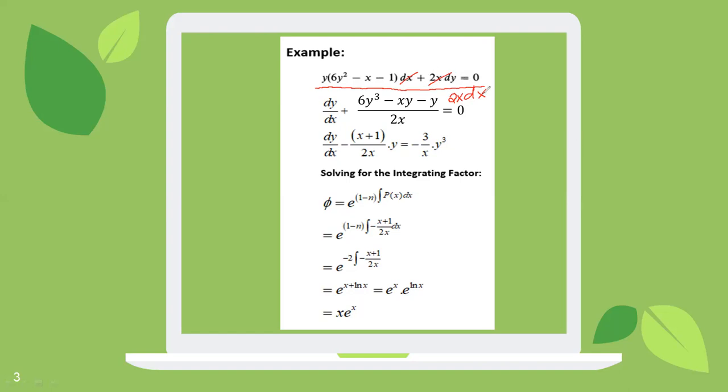You have now the dy/dx in here. 2x was already taken out, and this one. So why do you have 6y cubed minus xy minus y? It's because you did expansion in here. So that would be this one, and then you divide it by 2x. There's nothing written on the right side, so 0 divided by this 2 would still be 0.